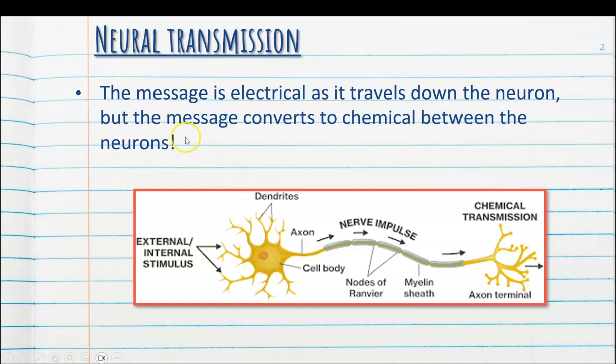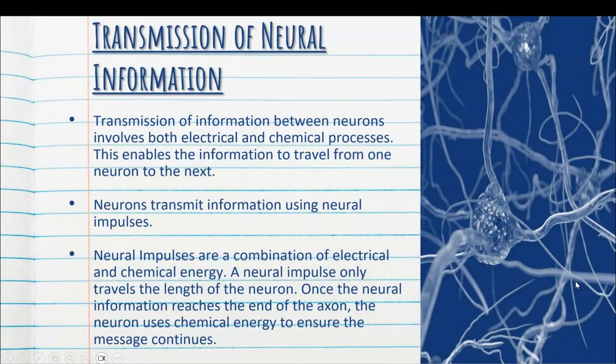The message is electrical as it travels down the neuron, but then converts to a chemical one between the neurons. So we're going to explain that process in this video in a little bit more detail. Transmission of information between neurons involves both electrical and chemical processes. By doing this, it enables the information to travel from one neuron to the next in a very quick and efficient manner. Neurons transmit information using neural impulses, which are a combination of electrical and chemical energy.